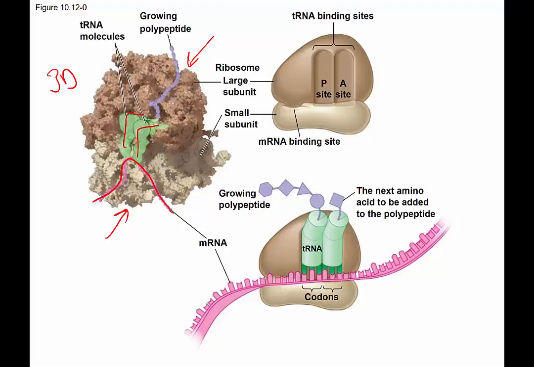We have the small and large subunit, and as you can see, we have 3 sites. The A site, the P site, and it isn't marked here, but we also have the E site. So for the most part, tRNAs go from A to P to E. So they progress in the leftward direction.